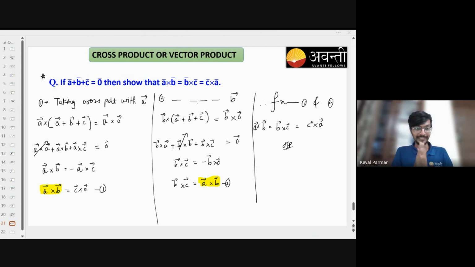So formally, we are done with vectors because cross product is the last part since we do not have HTP and VTP. But still, we'll take one more lecture to go through the questions, some important questions.